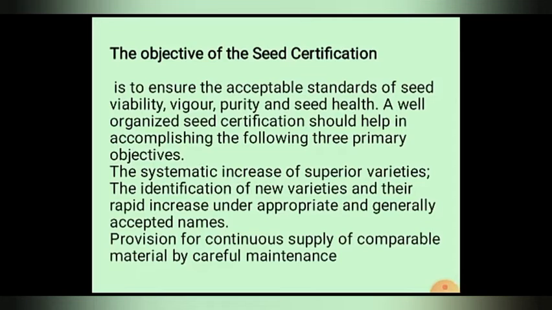A well-organized certification should help in accomplishing the following three primary objectives: the systematic increase of superior varieties, the identification of new varieties under rapid increase under appropriate and generally accepted names, and the provision of a continuous supply of comparable materials by careful maintenance.